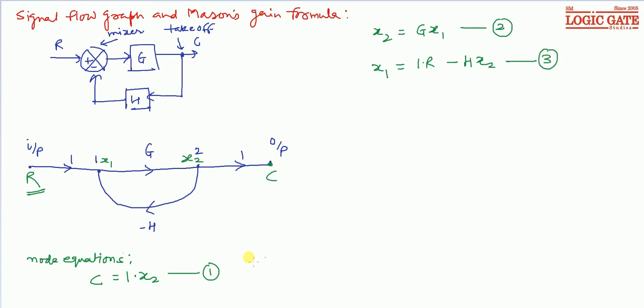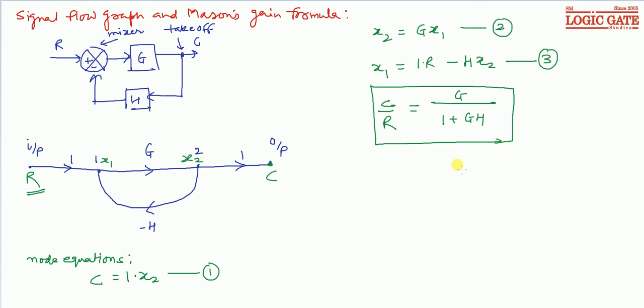Now if we simply eliminate x1 and x2 from the three equations, then we can get the closed loop transfer function, that is C by R, and it will be G upon 1 plus GH. So that's how we can get the closed loop transfer function with the help of node equations. Let's see one more example of writing the node equations.